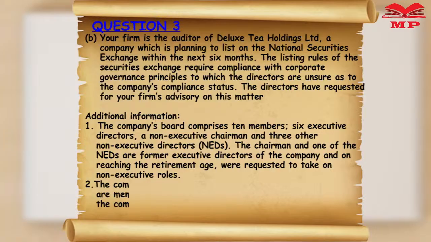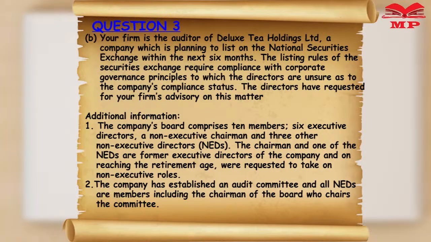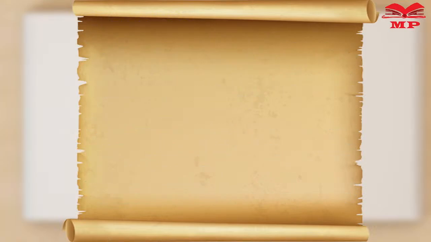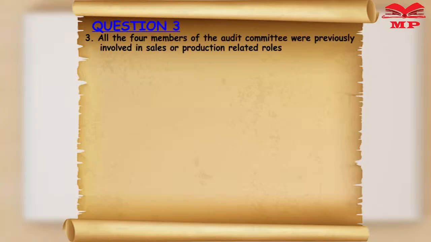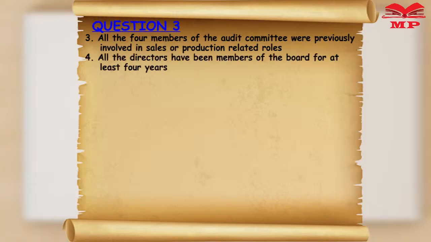Number 2, the company has established an audit committee and all the NEDs are members, including the chairman of the board who chairs the committee. Number 3, all the 4 members of the audit committee were previously involved in sales or production related roles. Number 4, all the directors have been members of the board for at least 4 years.